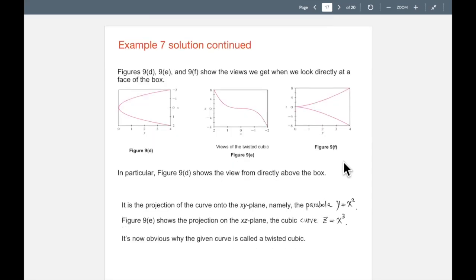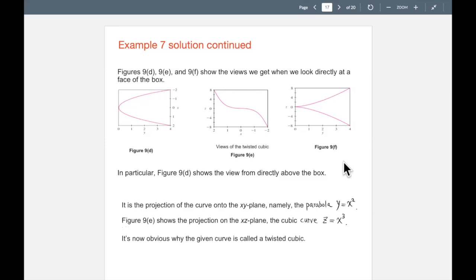Now, over here, we have three figures. When we look directly at the face of the box, if you look from above and look down, you see something like this, it's a parabola. And if you look from maybe this way, it looks like this, and if you look the other way, it looks like this. Okay, so it's a different angle.